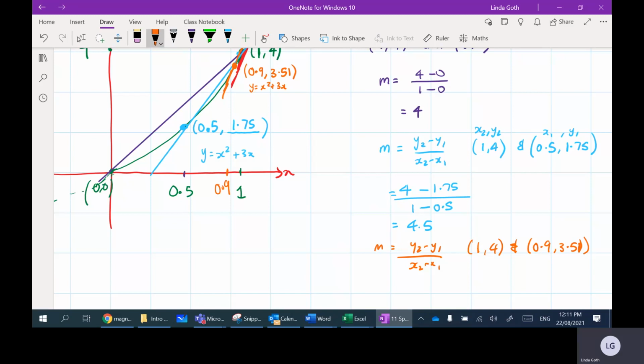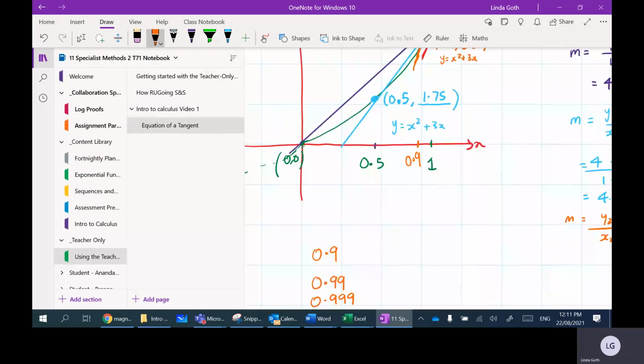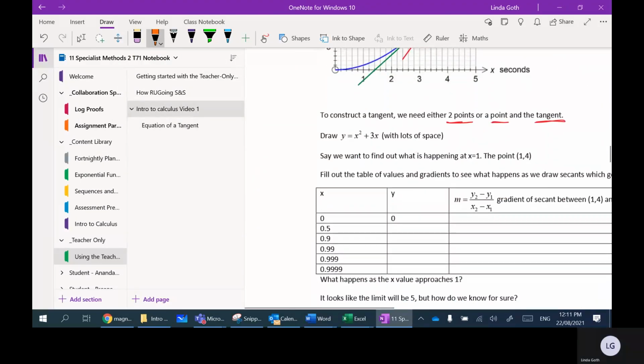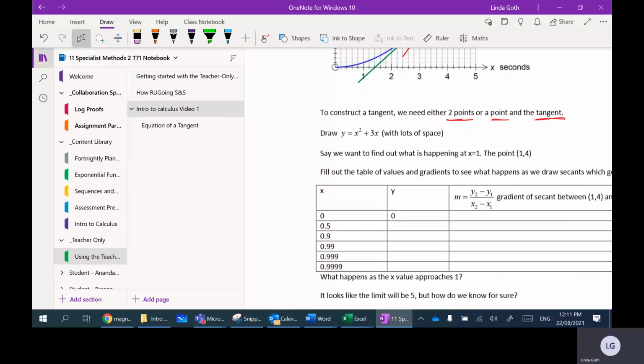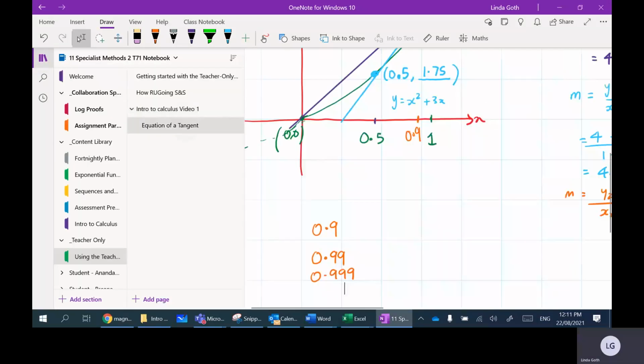I'd like you to finish this. I'd also like you to go even closer to 1. So we're doing 0.9, I'd like you to go to 0.99, 0.999. And if I just flick back to my previous page, we're filling out this, we're going to do 0.9999 as well.